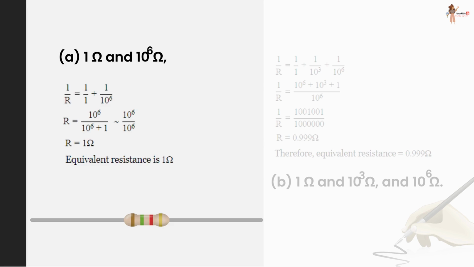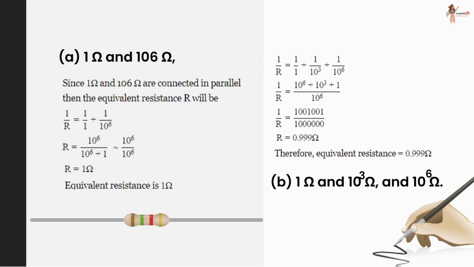In case of 1 ohm and 10 raised to the power 6 ohm, the resistance would be given by 1 by R equal to 1 by 1 plus 1 by 10 raised to the power 6, which gives us R as approximately 1 ohm. Hence, the equivalent resistance is 1 ohm. In the second case, 1 by R is equal to 1 by 1 plus 1 by 10 raised to the power 3 plus 1 by 10 raised to the power 6, which gives us R as 0.999 ohms.